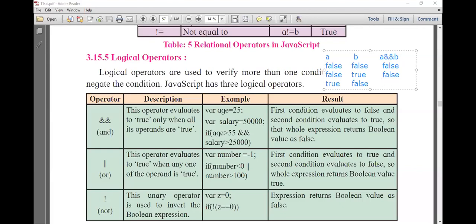Now here is a true. Expression A gives result true. Expression B also gives result true. Then what will be the value?